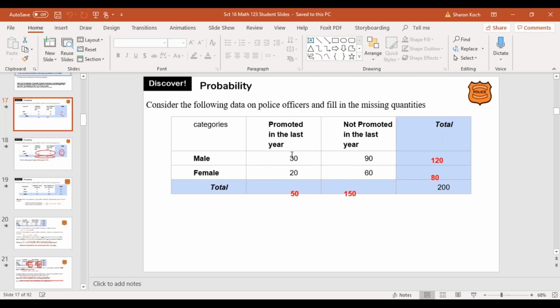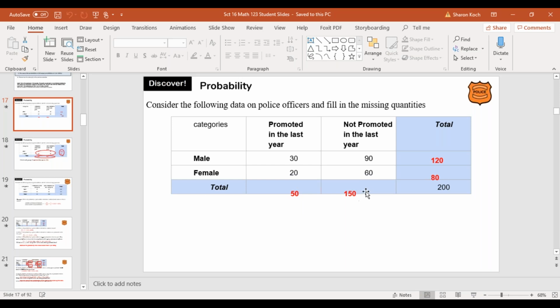So male that were not promoted, 90, and there were 60 females not promoted. So if I total these, 50, I'm sorry, were promoted. So 50 people were promoted. Not promoted is 90 and 60, so male and female. So 150 were not promoted.